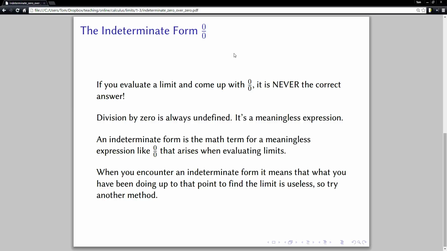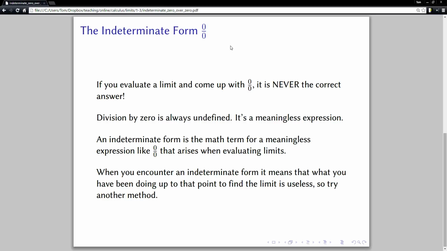I kind of liken it to the letters in, say, the English language. I can string a bunch of letters together, but that doesn't make a word. It doesn't mean that it makes any sense. And so that's kind of what the indeterminate form is. It's a bunch of mathematical symbols instead of letters, but you really can't assign any value to it that makes sense in all of the problems where you would want it to make sense.